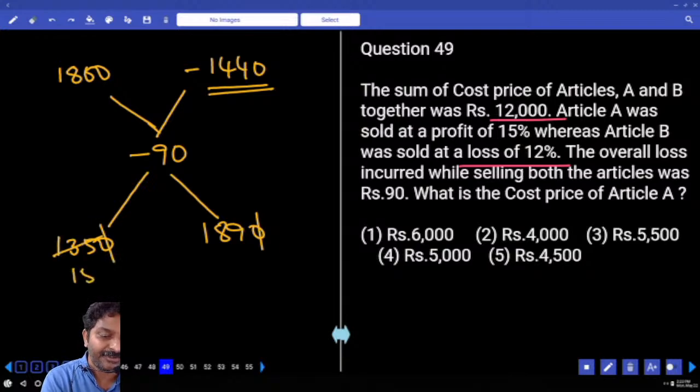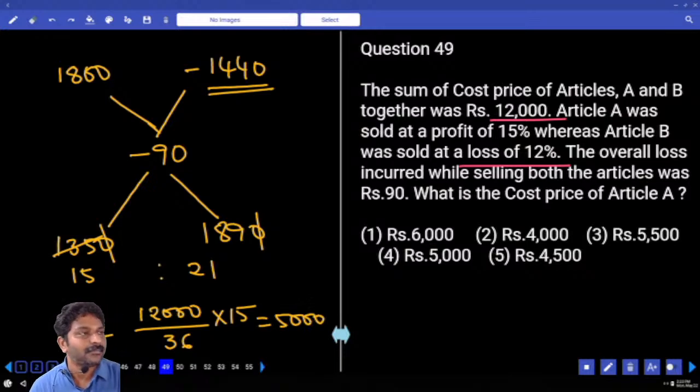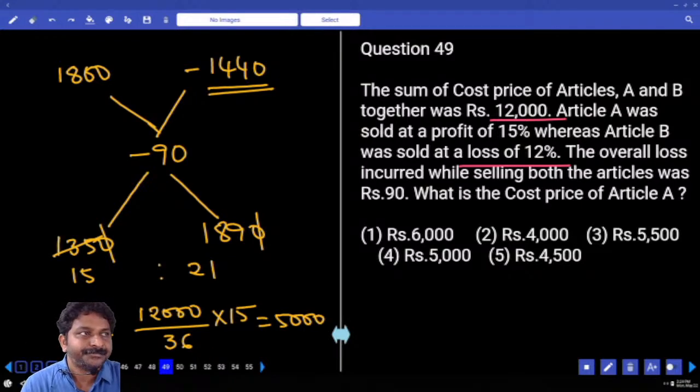9 15 times, 9 21 times. Total how many parts are there? 36 parts. 1200 is divided into 36 parts. Question is about article A, which is 15 parts. 5000. 12 ones, 12 3 times, 3 5 times, and then numerator 3 zeros. Over.